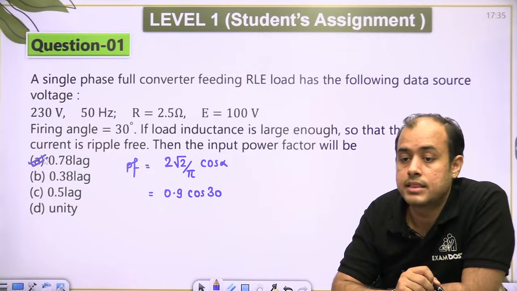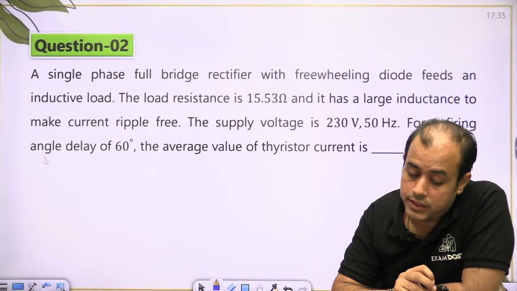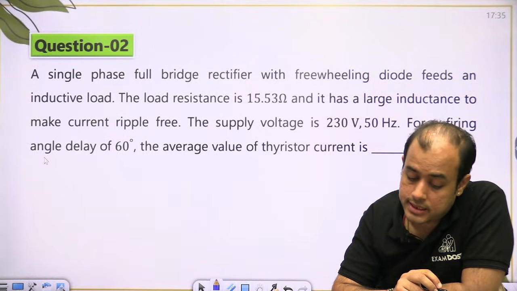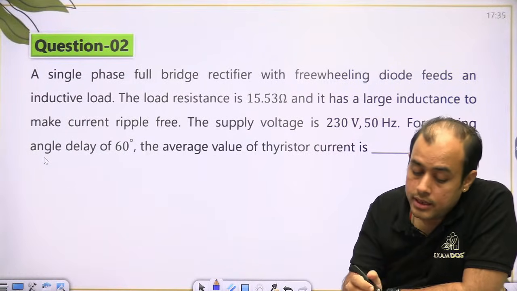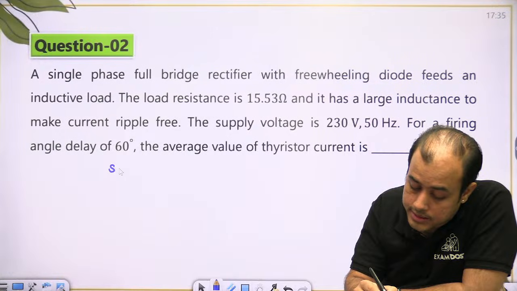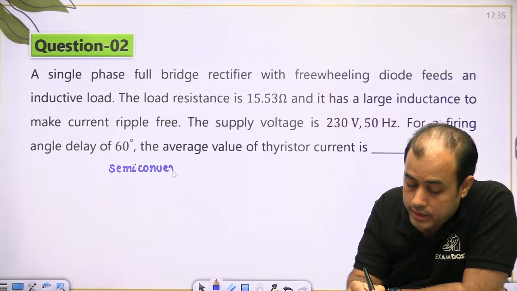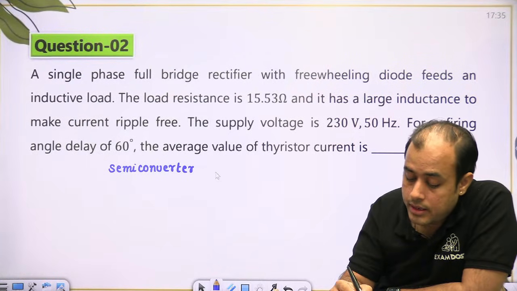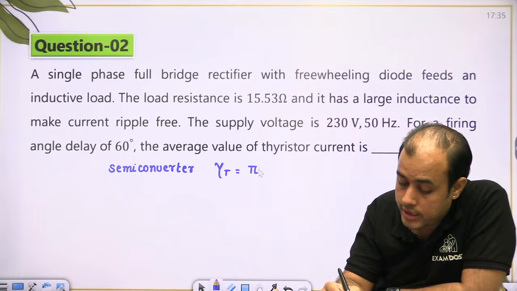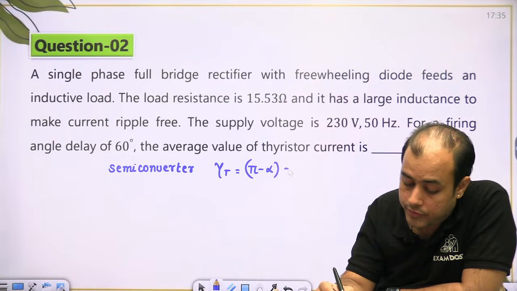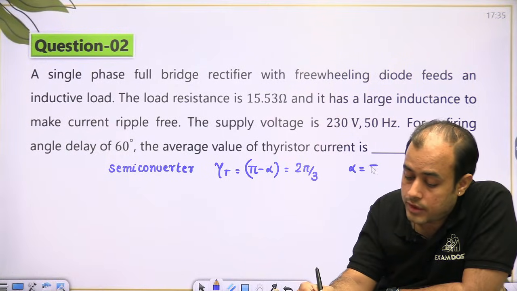Answer will be A. Single phase full bridge rectifier with freewheeling diode, load resistance, large inductance, supply alpha, average thyristor current. Now beta, it becomes a semi-converter whenever a full converter has a freewheeling diode. So thyristor conduction angle becomes pi minus alpha, which is 2 pi by 3, because alpha is pi by 3.